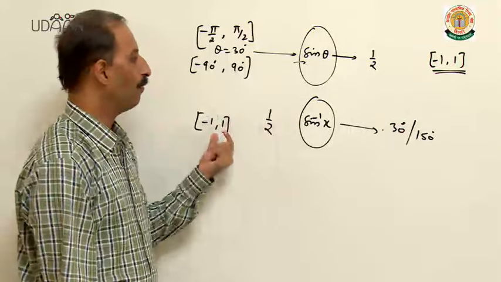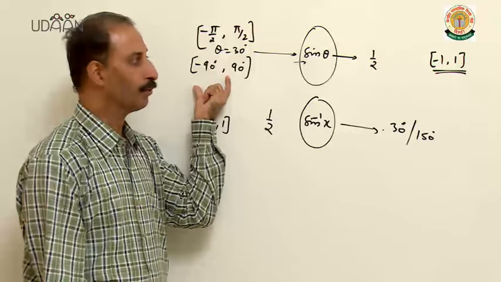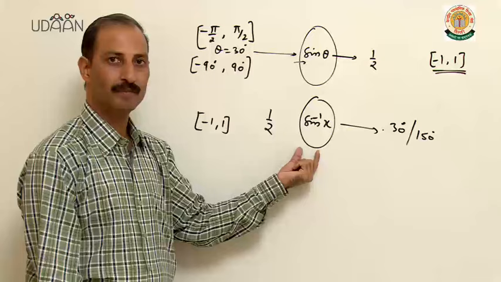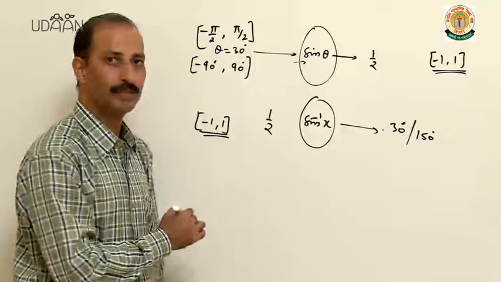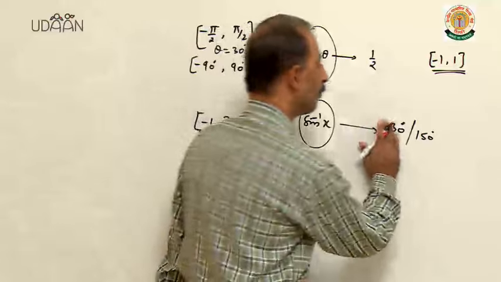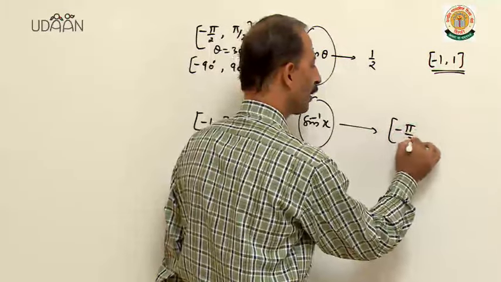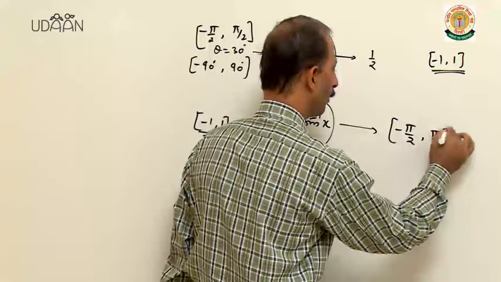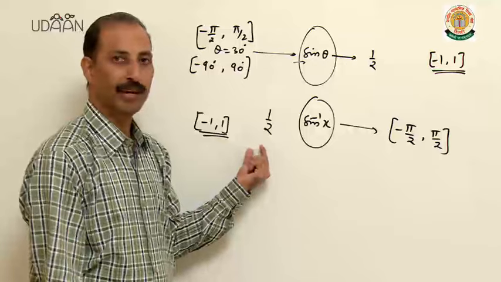So now if we restrict our domain to -pi by 2 to +pi by 2, then for sine inverse x, its domain now becomes -1 to +1 and its range becomes -90 degree to +90 degree, or in radian -pi by 2 to +pi by 2. So now sine inverse x is defined.